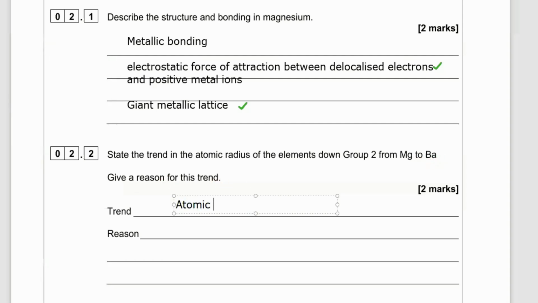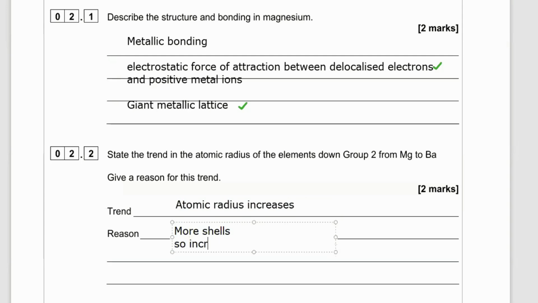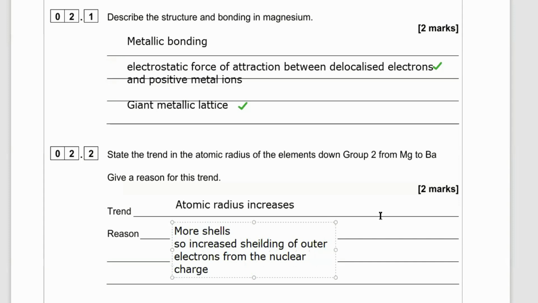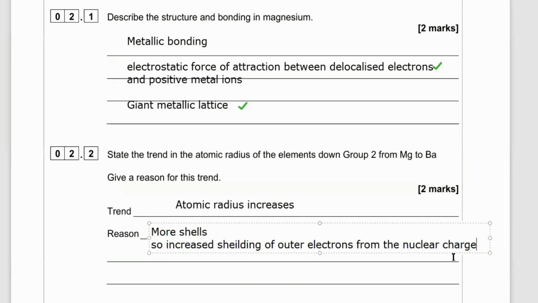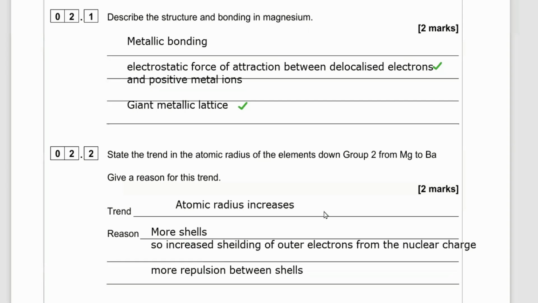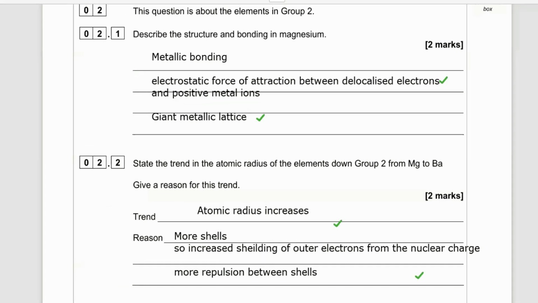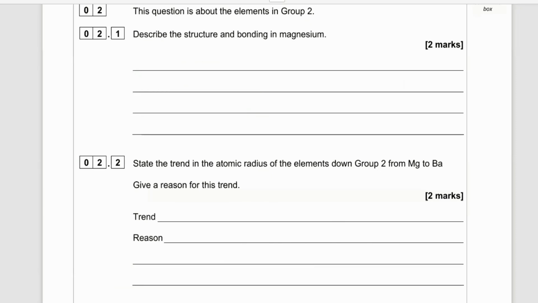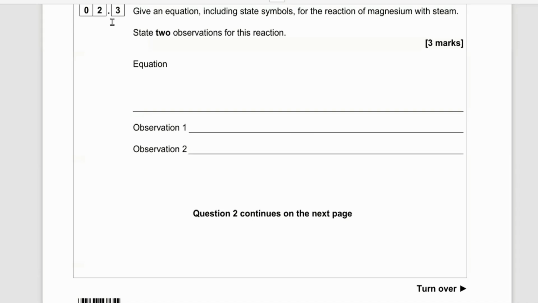State the trend in the atomic radius of the elements down group 2 from magnesium to barium. So as we go down any group of metals, group 1, group 2, group 3, the atomic radius increases. And the reason is there are more shells, more quantum energy levels. And what this means is that there is increased shielding between the outer electrons and the nucleus. So although the nuclear charge is increasing, that's outweighed by the increased shielding factor, increased repulsion between those electrons and the outer electrons, and so the atomic radius increases. There we go, 2 more marks. All right, let's move on to the next question.